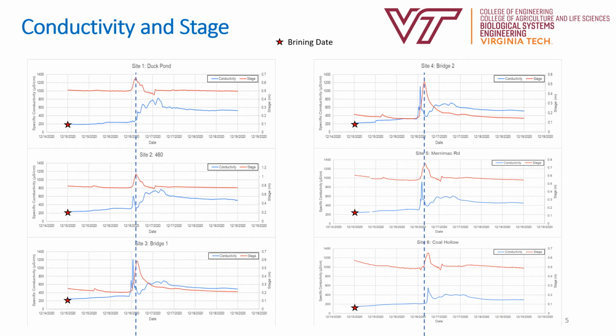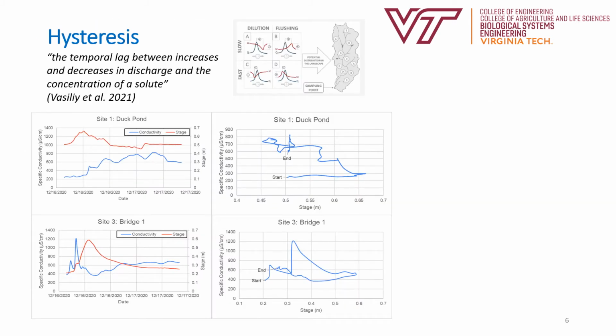Another concept seen here is the delay in the hydrologic peak in stage as you go downstream. You can see it best in the last site where the delay is more distinct, and as you can see, the peak in the red line is much farther right. After that initial analysis, I looked at hysteresis, which is the temporal lag between increases and decreases in discharge and the concentration of a solute.